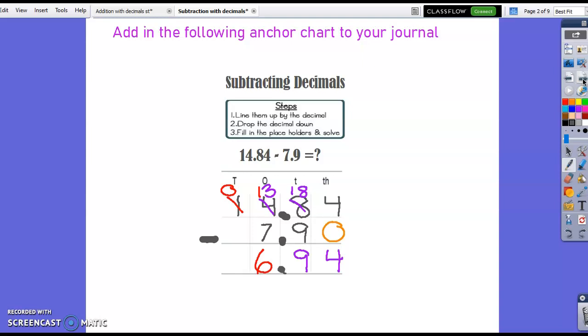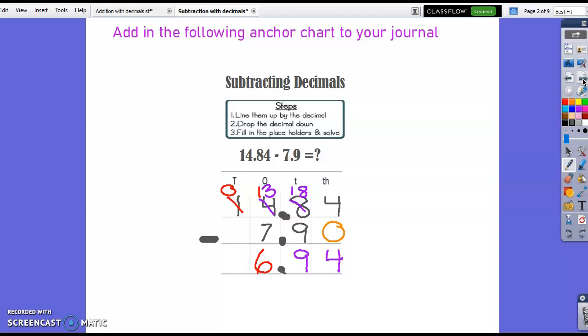4 minus 0 equals 4. And then in the tenths place, 9 cannot be taken away from 8. So I borrowed from my ones place. My 4 became a 3, and my 8 became 18. Then I subtracted 18 minus 9, which gives the 9 that is in the tenths place.